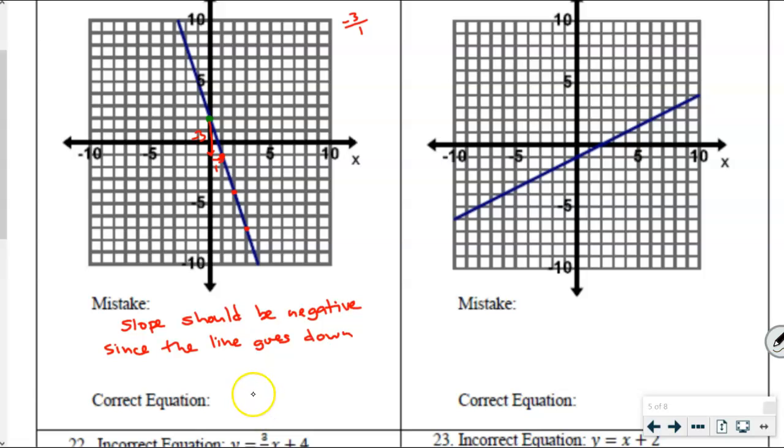And the equation written correctly would be y equals negative 3x, since the slope is actually negative 3. It is still a y-intercept of 2. That part was done correctly, so plus 2. You get the idea, right?